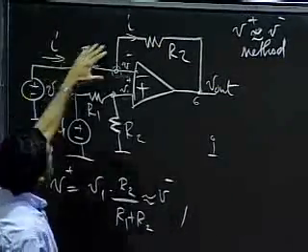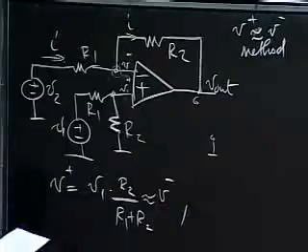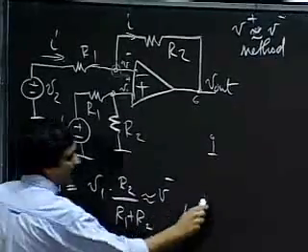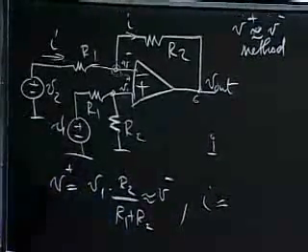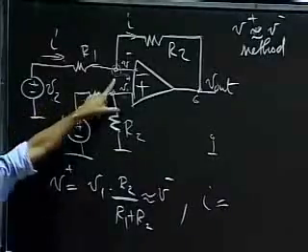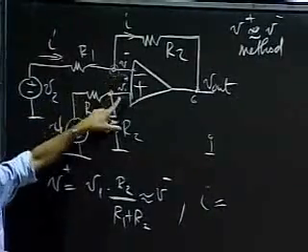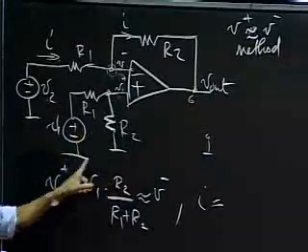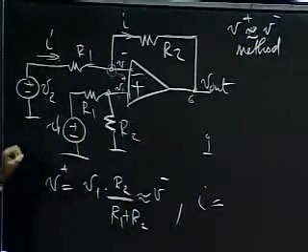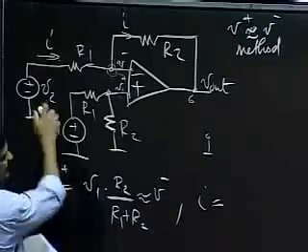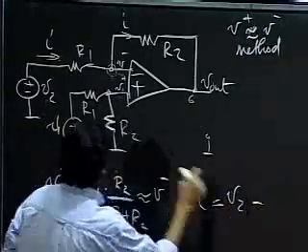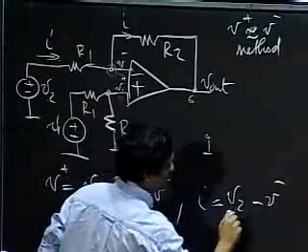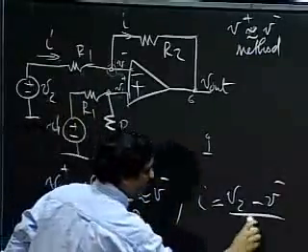So I can write down what my current I is going to look like. What's I going to look like? Well, I know V2, I know V minus. V minus is the same as V plus, and V plus is the expression given here. So I can write I as V2 minus V minus divided by R1.